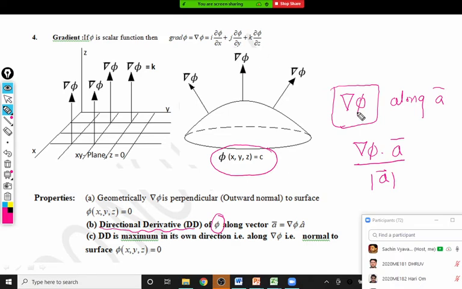When I say del phi, it is like the rate of change of this function phi. If you want the rate of change of function phi along a bar, we take a projection. And if you want the maximum rate of change, we should go along its own direction. Then only you get its whole magnitude.